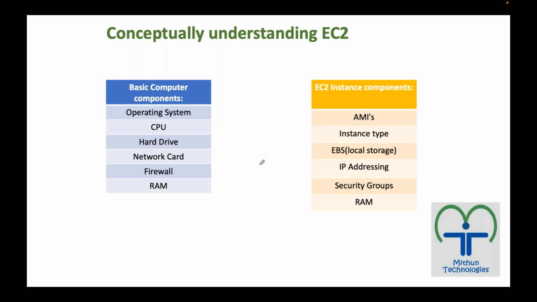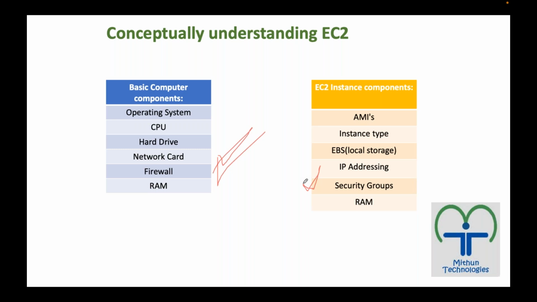Now, in normal computers, we have something called a firewall. What is a firewall? In general, a firewall is a network security system that will prevent unauthorized connections, unauthorized access to that EC2 instance. So you can block the request using a firewall, right? The same concept in AWS, the firewall, we call it a security group.